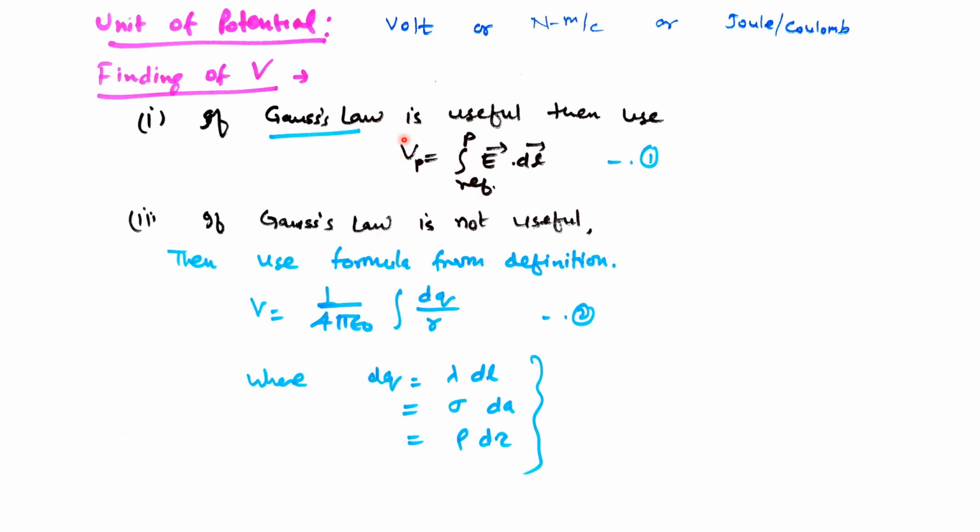But if we cannot find the electric field easily, then we have to use the general formula, 1 upon 4 pi epsilon naught integral dq by r, and this may be for different charge distributions. Suppose dq equals lambda dl for a line charge, sigma dA for a surface charge, and rho d tau for a volume charge distribution. So this is how we can find the potential.